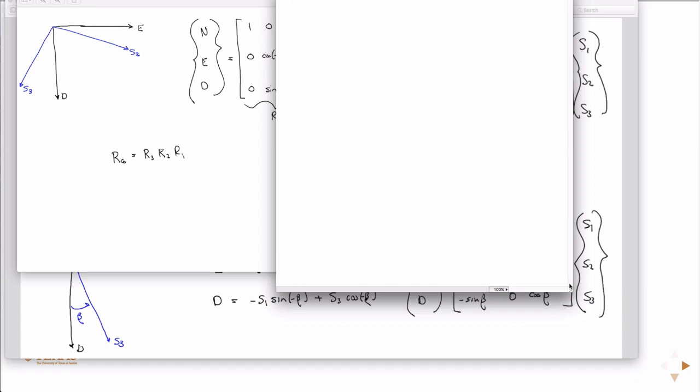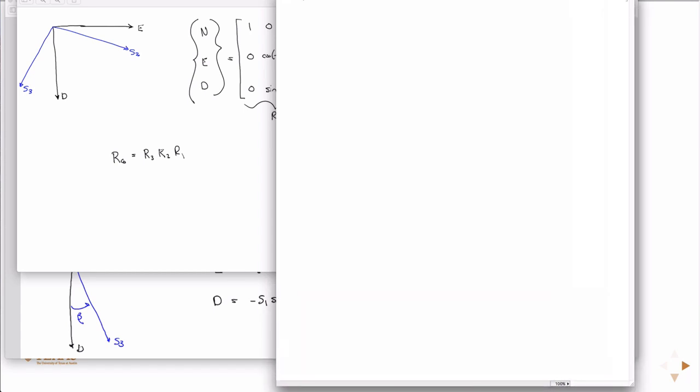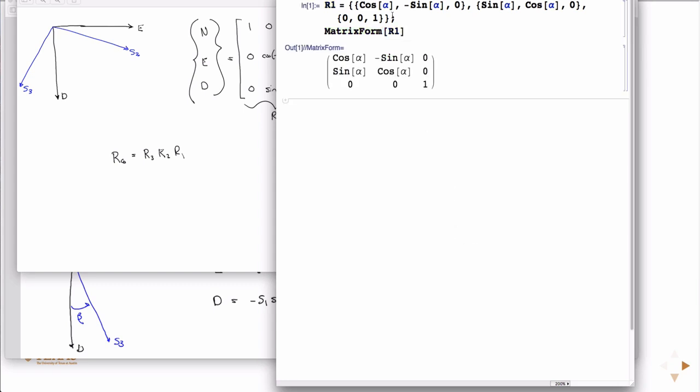I'm going to just do it in Mathematica because I hate algebra. So I'm going to create a matrix R1, and the nice thing I like about Mathematica is I can type the things in there just as you would see it on the page. I can use the Greek symbols and everything. And of course, I said all the angles were negative, right?